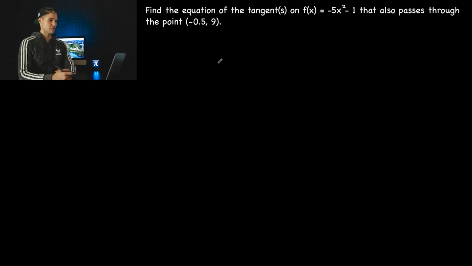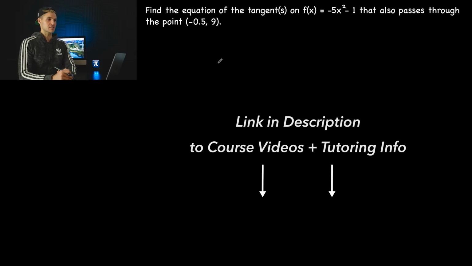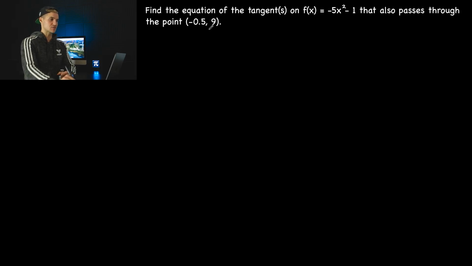Moving on to the next example on the test, another thinking question. This one's going to be fairly challenging. We have to find the equation of the tangent, or tangents, there might be multiple ones, on the function f of x equals negative 5x squared minus 1 that also passes through this point, negative 0.5 and 9.